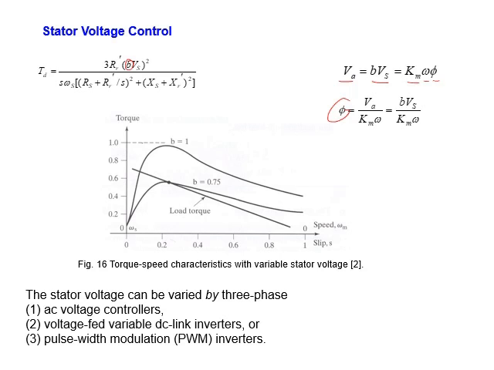Rewrite this formula, it will be Bs over K phi. We can't change the flux, and we can't change the speed and torque by controlling B here, which means controlling the voltage of the stator. How can we control the voltage of the stator?